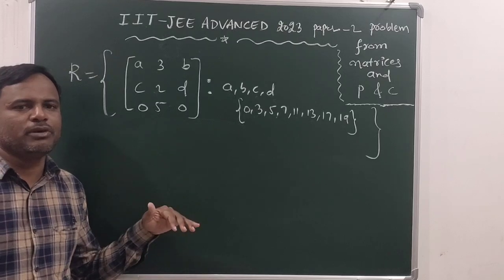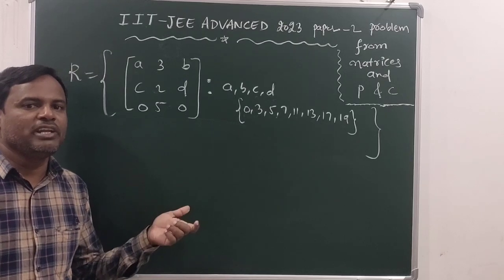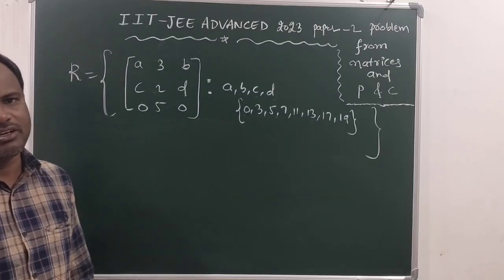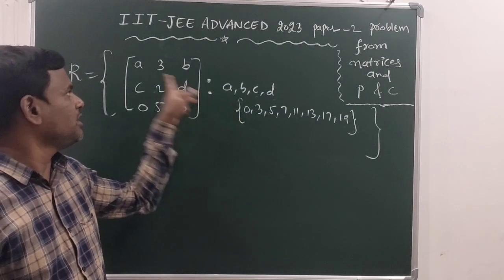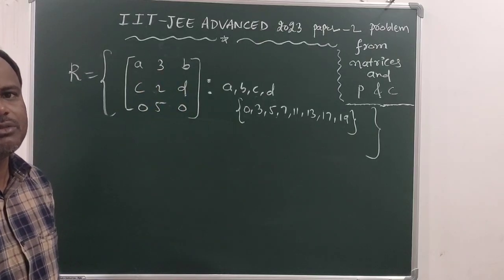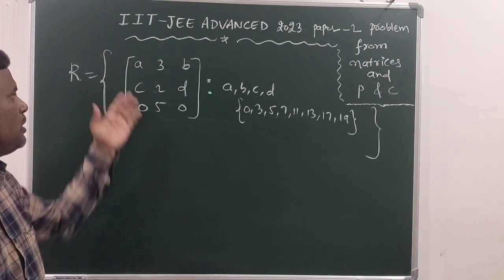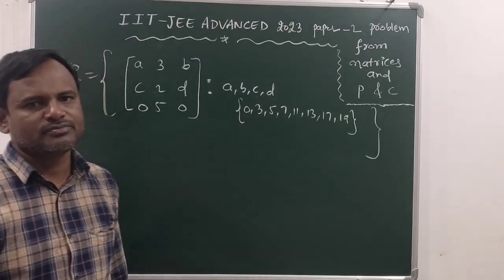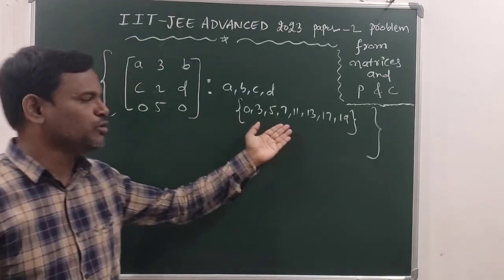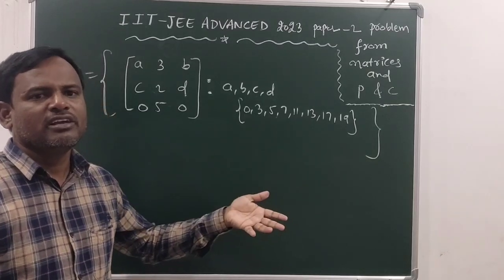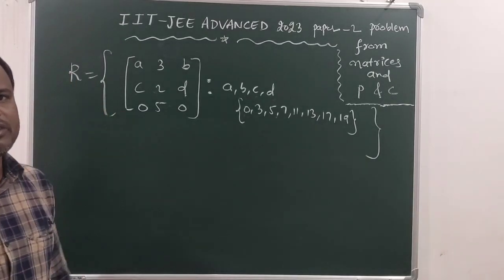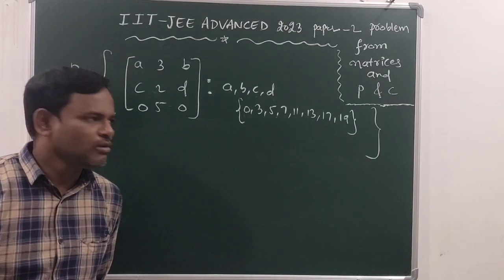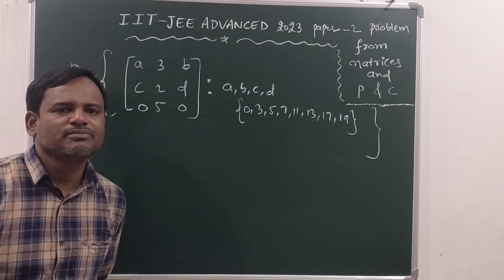Matrix is given in set builder form. How many invertible matrices can be generated from this data? Because here a, b, c, d, some alphabets they kept. We have to replace those alphabets by these numericals. By replacing a, b, c, d by these numericals, how many invertible matrices can be generated? This is the question. Now let us answer this question.